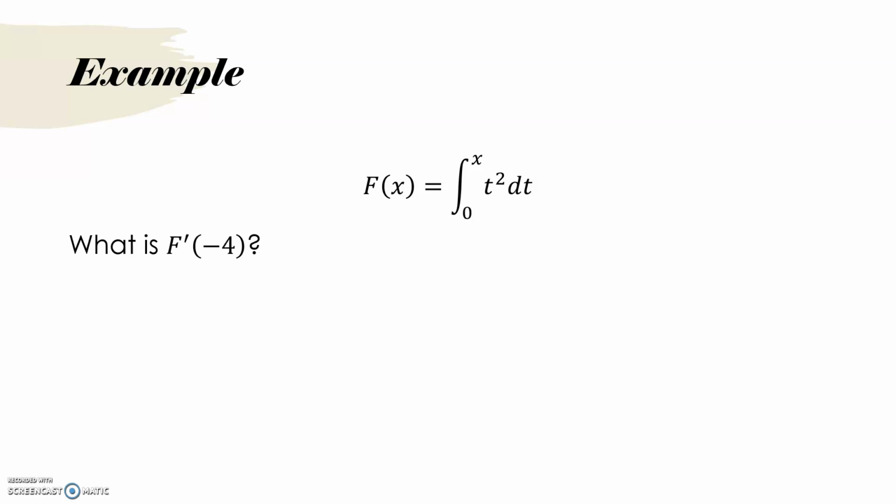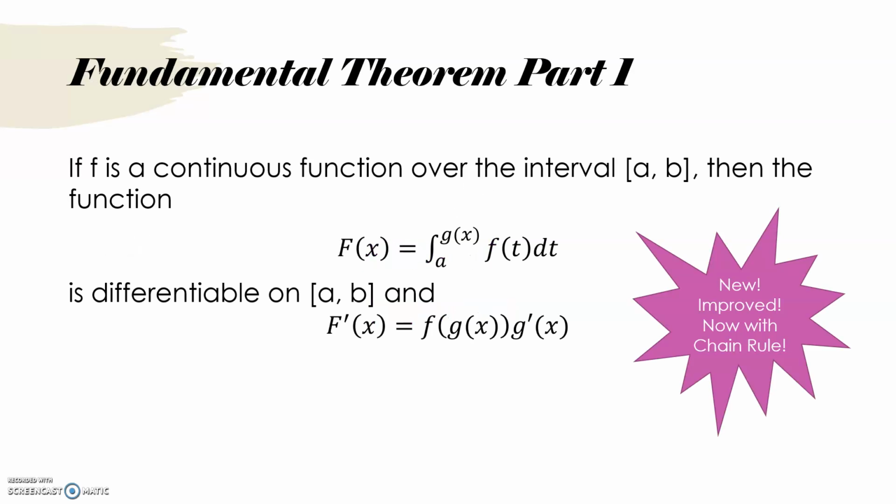Here's a second example. Go ahead and pause, try it yourself, come back, check your answer. So f prime would be x squared, and f prime of negative 4 would be 16. That's almost all you're going to have to do with the fundamental theorem today. I do want to add one little twist to it.